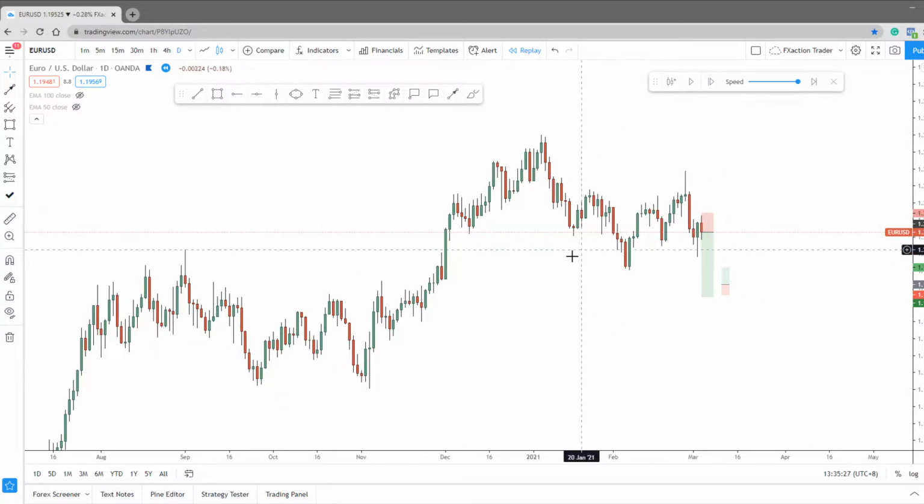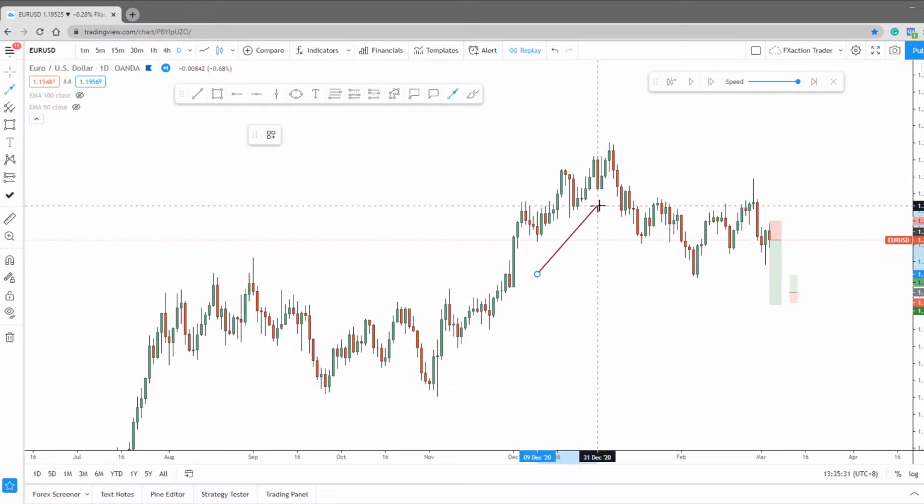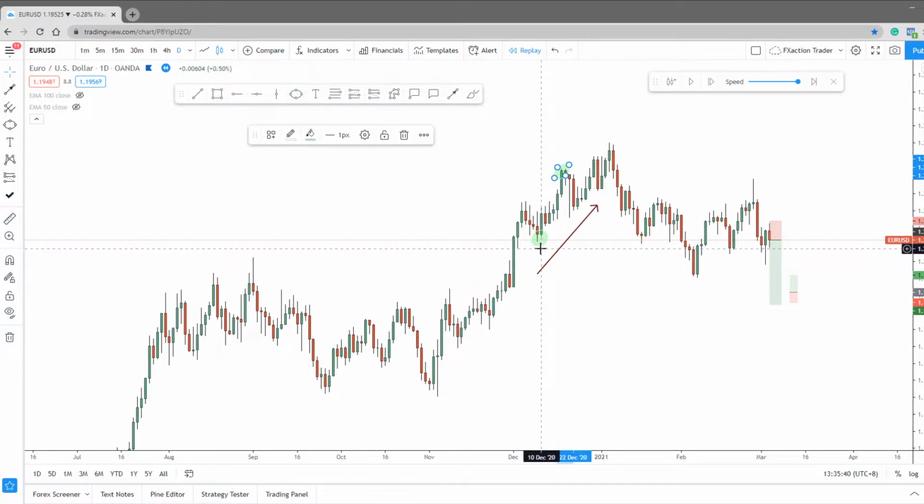So why do I say so? On the previous trend, market was in a very strong uptrend where market has created a higher low and a higher high. So whenever market keeps on creating higher lows and higher highs, market is in a very clear uptrend.